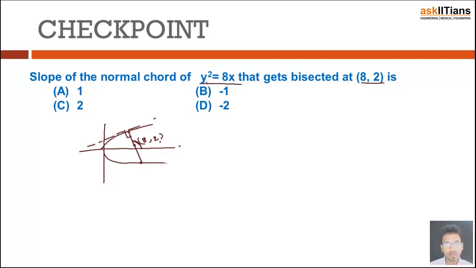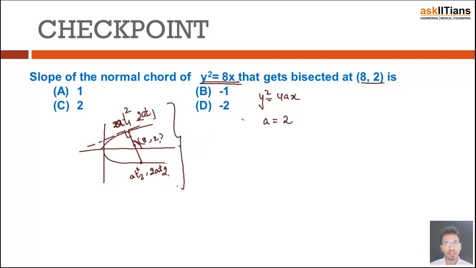Clearly, if I compare it with this, your a will be 2. This is one piece of information. Now if I write in parametric form, this point will be (at1 square, 2at1), and this point will be (at2 square, 2at2). We will see what information we can extract from the figure and the given things.